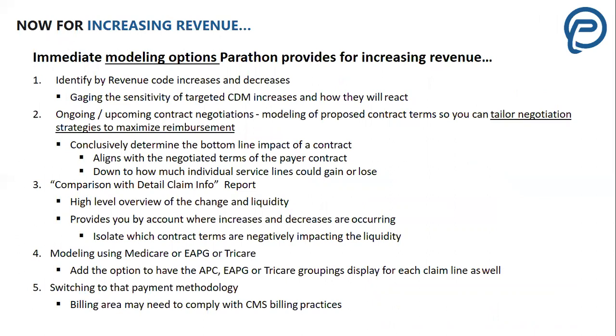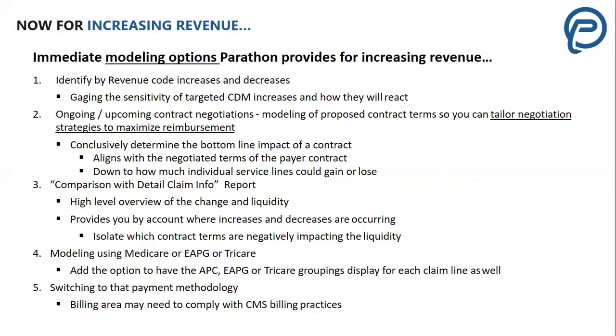So what are the different types of increases in revenue? Now, we talked about a lift in net patient revenue, but certainly there are a lot of options here. You can identify revenue code increases and decreases. You can look at the sensitivity of targeted CDM increases, right? You could have, as we discussed, a negotiation coming up, and you want to know conclusively what is the bottom line impact of that negotiation on net patient revenue. So you can tailor those negotiation strategies to maximize the reimbursement.